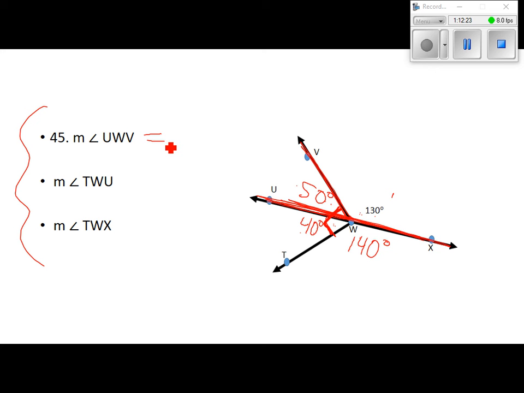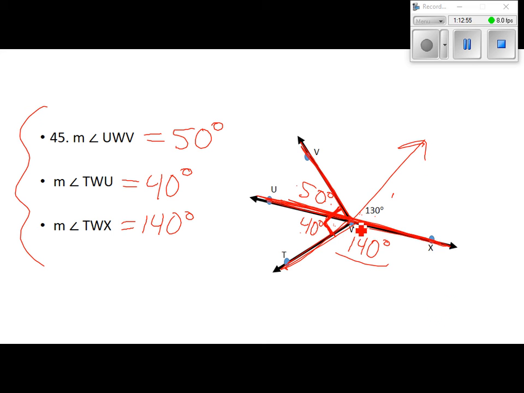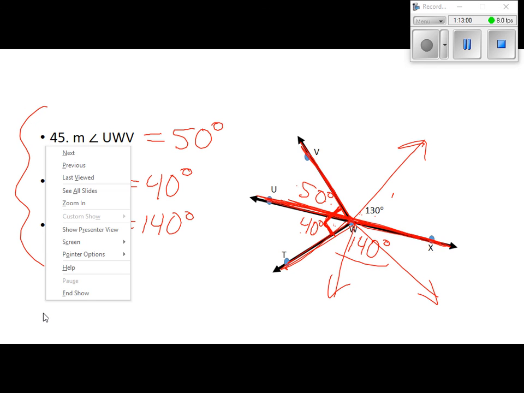Now let's go back over here. Measure of angle UWB, we figured it out, it's 50 degrees. Anytime you have a bunch of angles in a picture like that, figure out all the angles, then come back and answer the questions. Angle TWU, we already figured out, is 40 degrees. Angle TWX, that's this angle, we figured out is 140 degrees. Anytime you have a picture that has a whole bunch of angles in it, go through and figure out every angle that you can possibly figure out, then worry about answering the questions. Makes it easier.